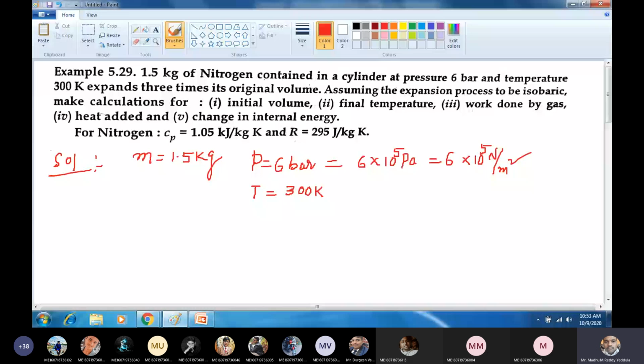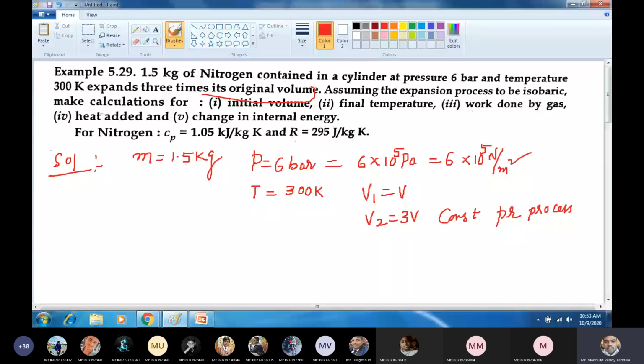So let us say original volume V1 is equal to V, then V2 is equal to 3V. You can see, I expanded the cylinder 3 times to its original volume. So V2 will become 3V. Assuming expansion process is isobaric. Isobaric means what? Which type of process? Constant pressure. Indirectly, isobaric means it is the constant pressure process. This is the data given. Make calculations, initial volume, everything.